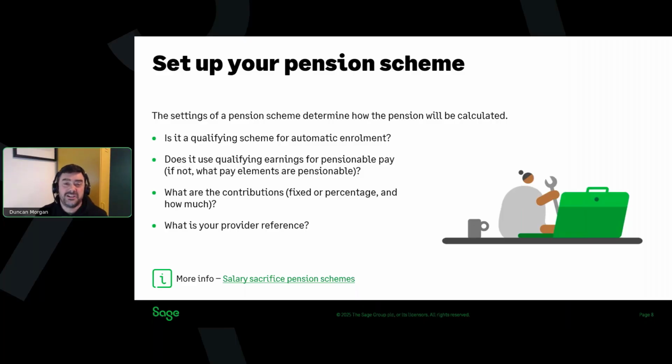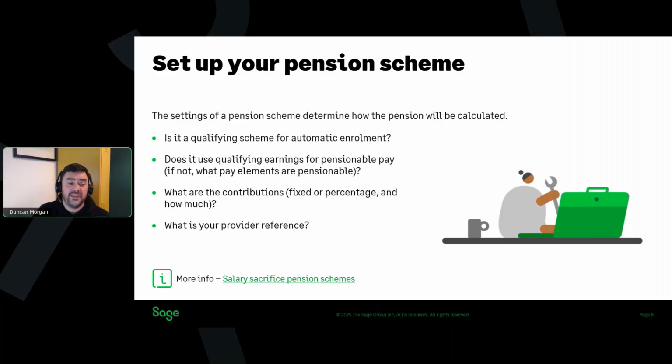So very similar information that you would need to set up any other type of pension scheme, but there is a key setting to make it a salary sacrifice scheme, which will mean that a salary sacrifice is taken from your employee, and that will then be combined with the employer contribution so that the contribution to the pension is the total of the salary sacrifice plus the employer's percentage.